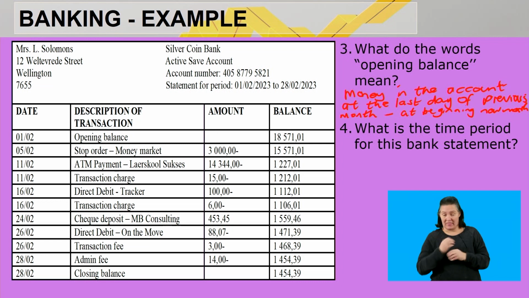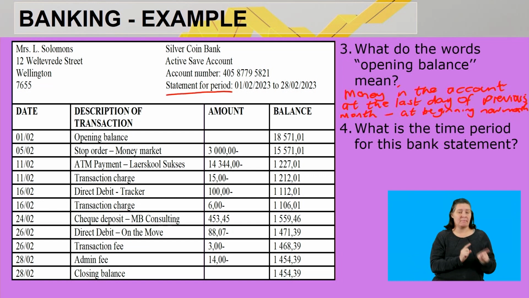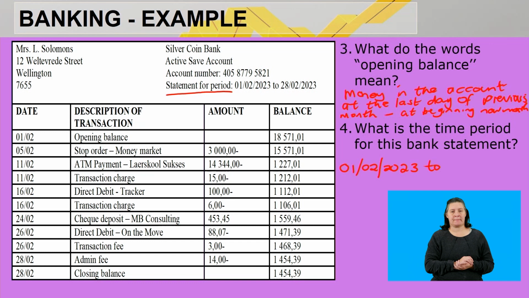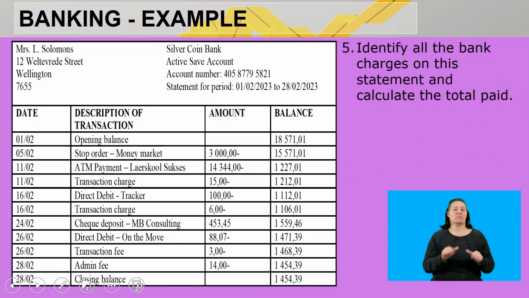Okay, question number 4. What is the time period for this bank statement? Now we can see here the statement for period. That will be the 1st of February 2023 to the 28th of February 2023. I'll write it down. So that will be from the 1st of February 2023 to the last day of that specific month, which is the 28th of February 2023. Okay, I guess that's also quite straightforward. Let's move on to our next question.